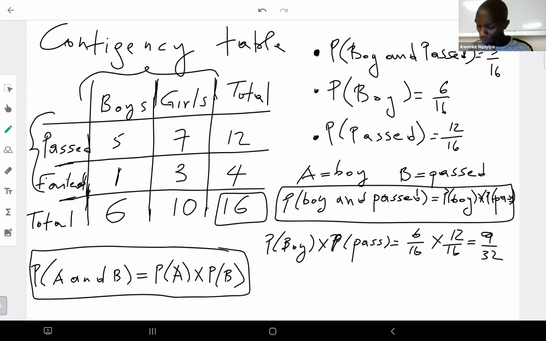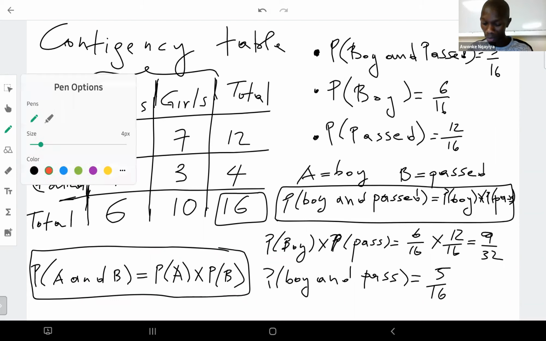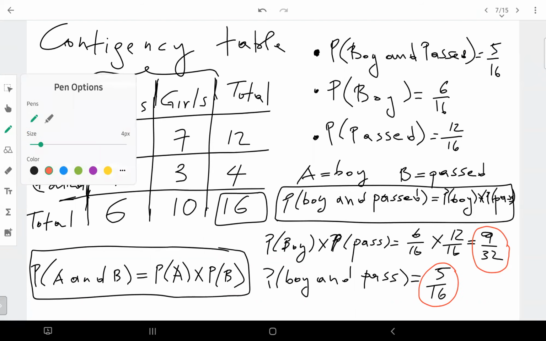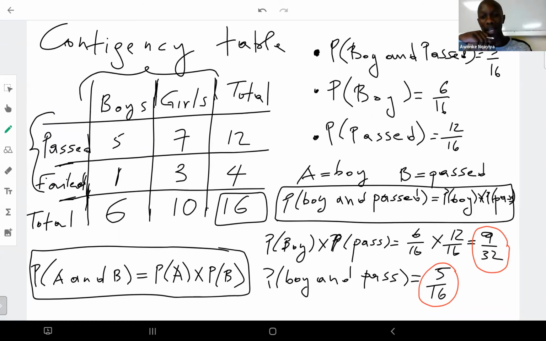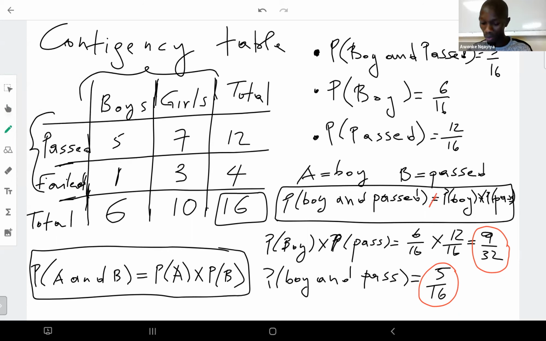So what can you conclude about these two events? Are they dependent or independent? Remember, the probability of boy and pass is equal to 5 over 16. So what can you conclude about the dependency between the gender and passing a test? They are not dependent, which means they are independent, because these two values are not equal, which means this requirement is not valid, the one that we wrote upwards. So whether you pass a mathematics test or you fail it, that does not depend on whether you are a boy or you are a girl.